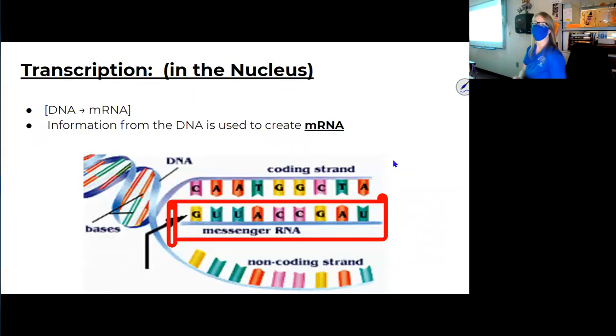All right. So the first step of actually getting these genes to be expressed is a process called transcription. This is essentially step one.